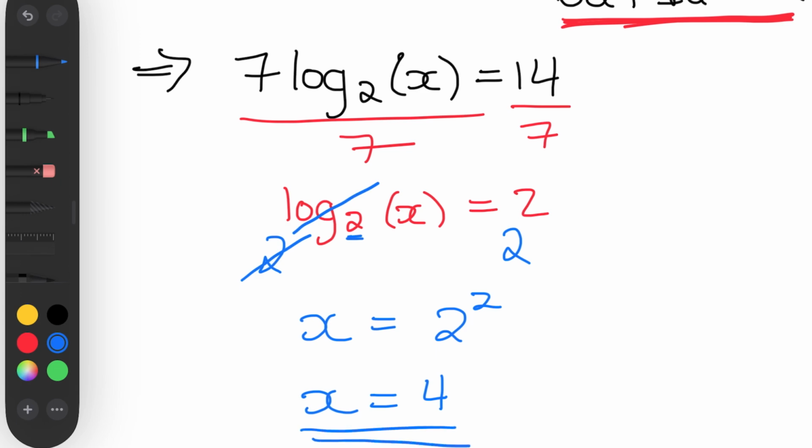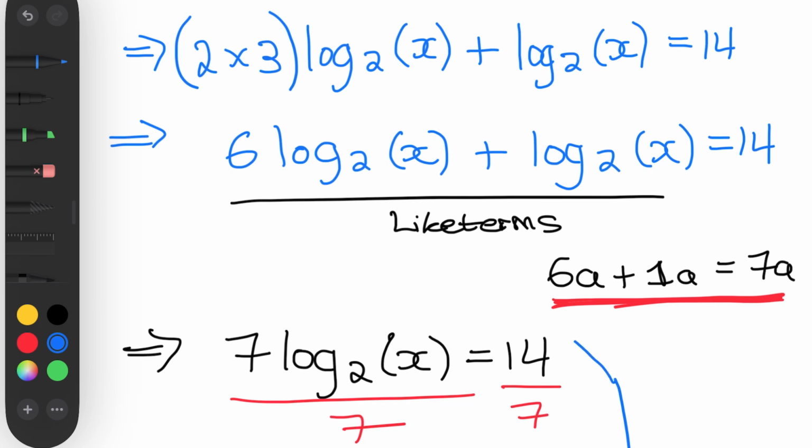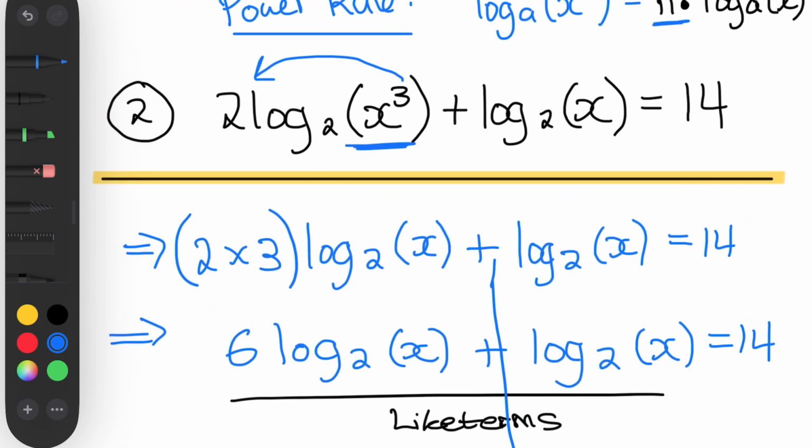And that is my answer. And all I do is simply plug my answer 4 into my equation above, in my x spots over here and over here, and I'll get a final answer of 14.